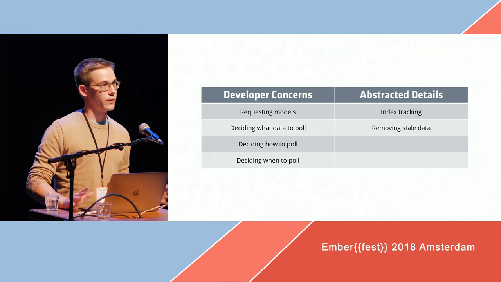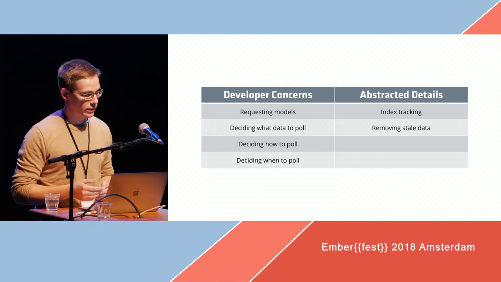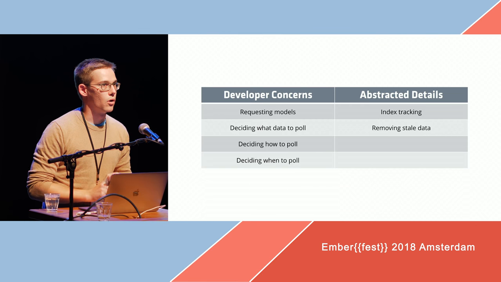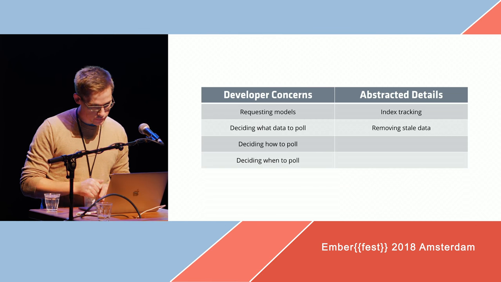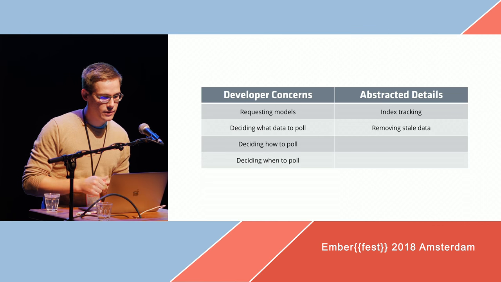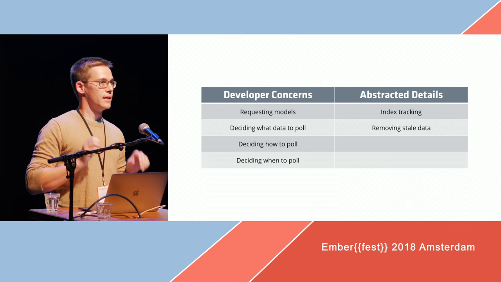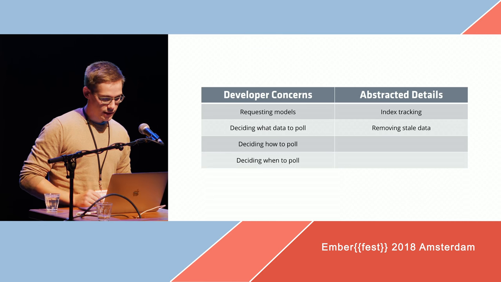This is our current situation right now. We have developer concerns for requesting models: deciding what data to pull, deciding how to pull, and deciding when to pull. All this stuff is currently in our routes. And inside of our abstracted details column is index tracking, which is currently in a service, and removing stale data, which is out of sight, out of mind, inside of adapters and serializers.